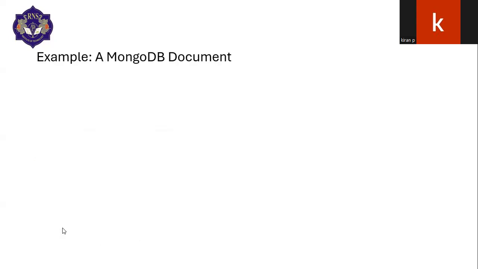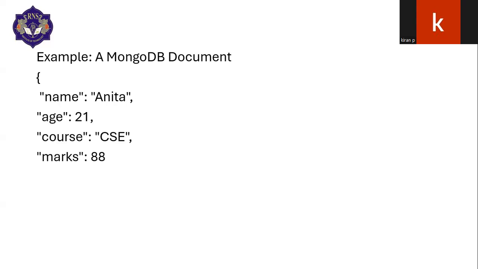So if you take a simple example of a Mongo document, it's not a collection, kindly understand. It's one single row. So name is Anita, age is 21, course is CS, marks is 88, key value pairs. So this is considered as one single document. This is considered as one single document. If you have n number of documents, it is referred to as a collection.